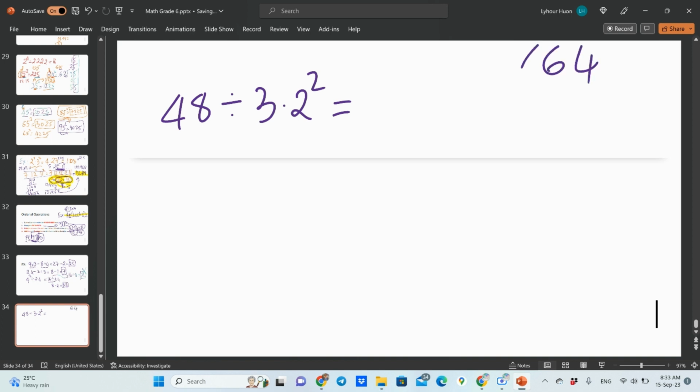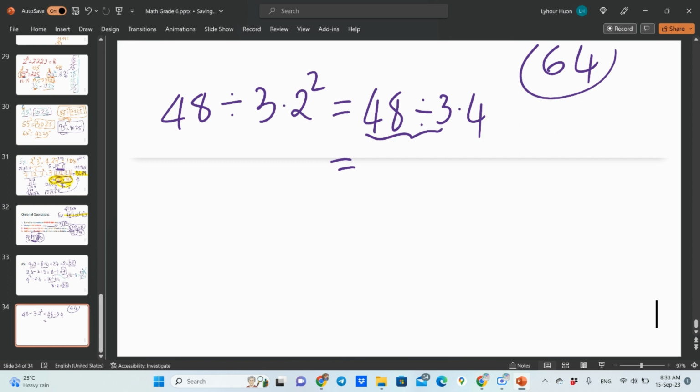Okay, let's check together. Is it 64? What we need to do first is, if we have exponents, do the exponent. So, 48 divided by 3 times 4, correct? 2 squared is 4. Now, what do we need to do first? Divide 48 by 3, because look at it, 48 divided by 3 multiplied by 4. So, division first.